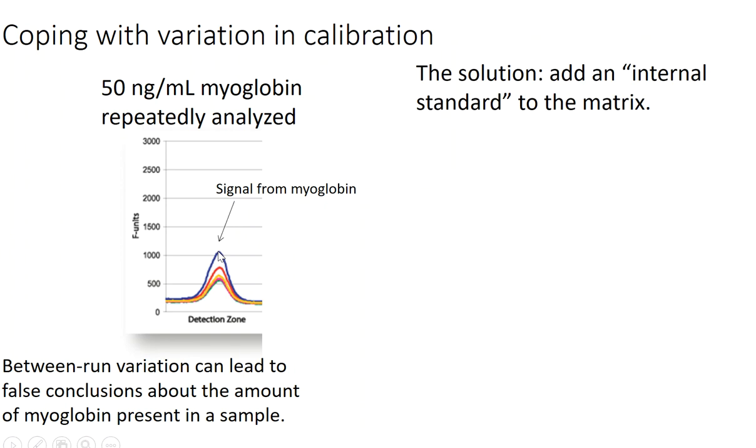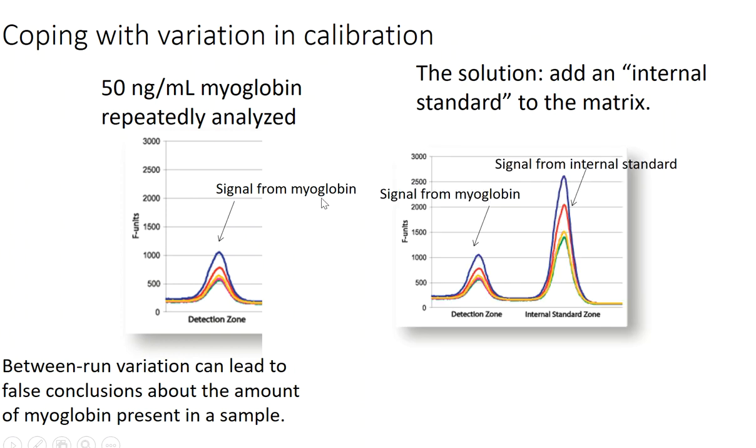There's a trick you can use called internal standard, where you add something to the matrix. You add some internal standard to the matrix that's different from the analyte that you're interested in. So in this case, our analyte was myoglobin. That's what we were interested in. So we add something else that's different that we can measure at the same time that produces a shifted signal. So here's the signal from the internal standard. Here's the signal from myoglobin.